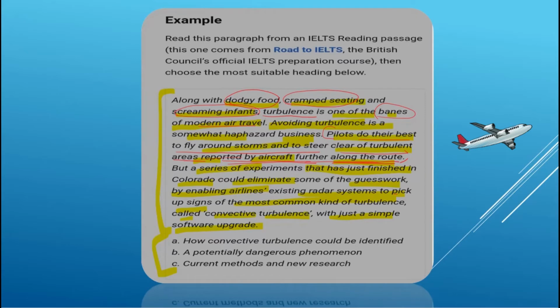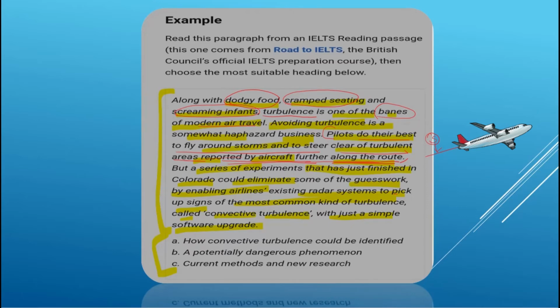It means if any aircraft has flown over the way, they report to the airport station that this area is stormy or the weather is bad. They report it to the airport station. Then the airport station forwards this message to the upcoming airplanes that are just about to fly. So in this way they communicate about turbulence.